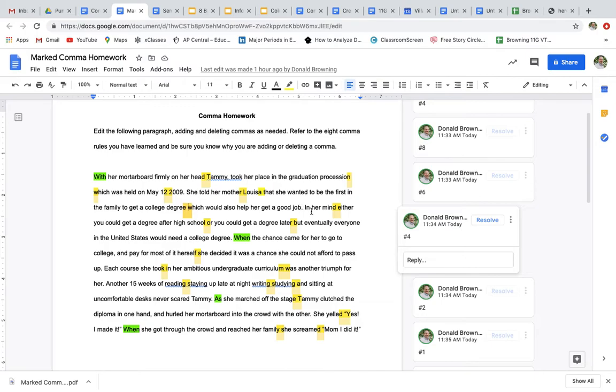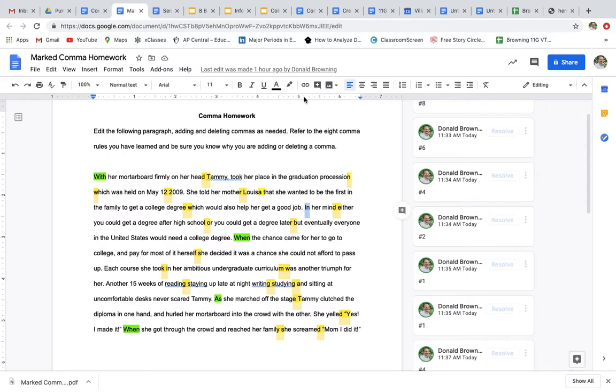Next sentence: In her mind, either you could get a degree after high school, or you could get a degree later, but eventually, everyone in the United States would need a college degree. All right, so this one is going to be number two because of in her mind. I should have highlighted it in here and made it green like the other ones. So in her mind, you can take that off, you don't need it. So either you could get a degree after high school. That's a complete sentence.